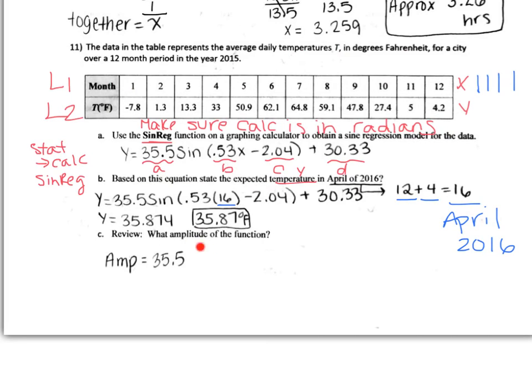Okay, what is the amplitude of this function? The amplitude is the value in front. Value in front is 35.5. That is it.